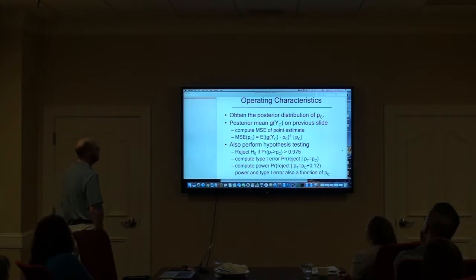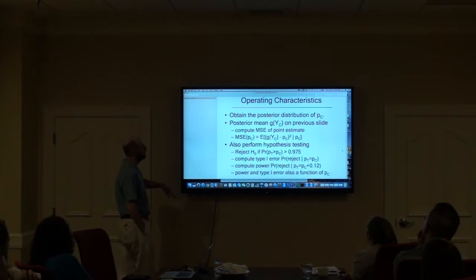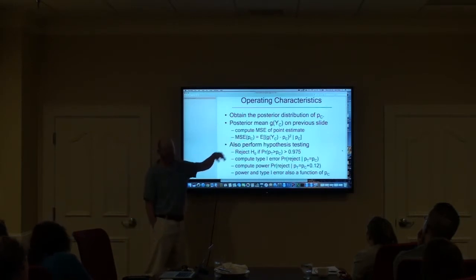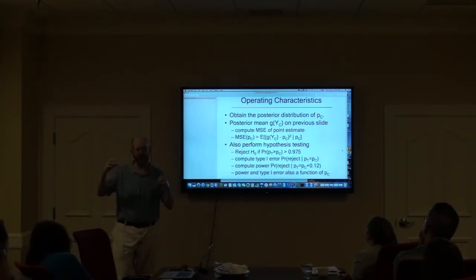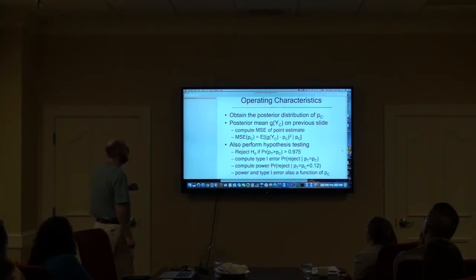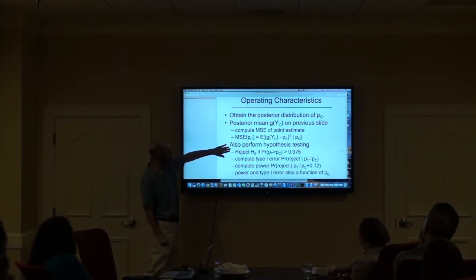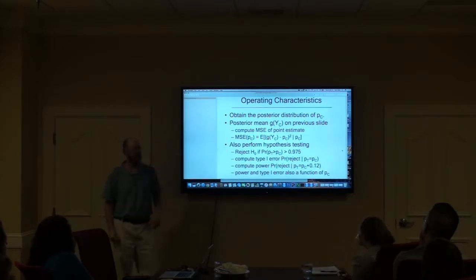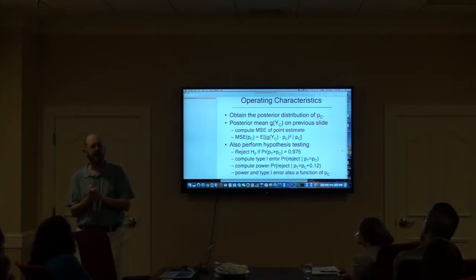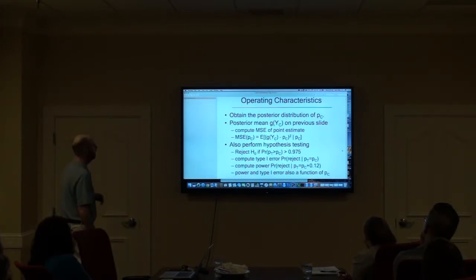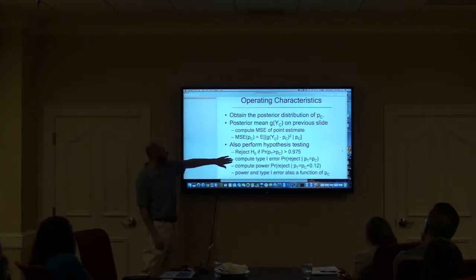Operating characteristics of this trial. So we usually obtain the posterior distribution of PC, the current control rate. If we want to find the mean square error of such a thing, we can compute that. So just take that weighted average and we compute the mean square error through standard methods. We can also do hypothesis testing. So I'm not doing anything complicated here. I am being a Bayesian about it. But this is just rejecting if the posterior probability is sufficiently high. We can compute the type 1 error of that test, and we can also compute the power.